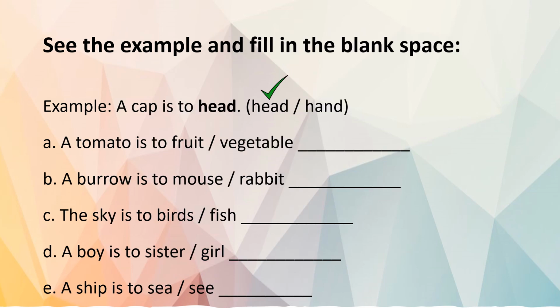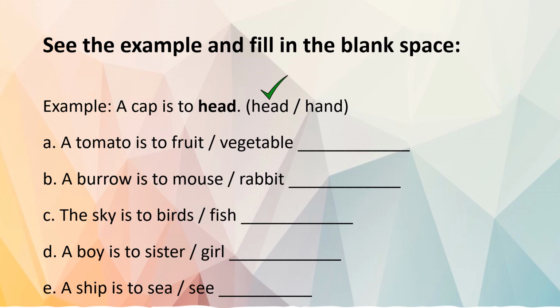Here is given the next activity. See the example and fill in the blank space. Here is one given example. A cap is to dash, and in the bracket they have given two options, head and hand. Which is the correct one from these options? A cap is to head, where you wear a cap on the head.